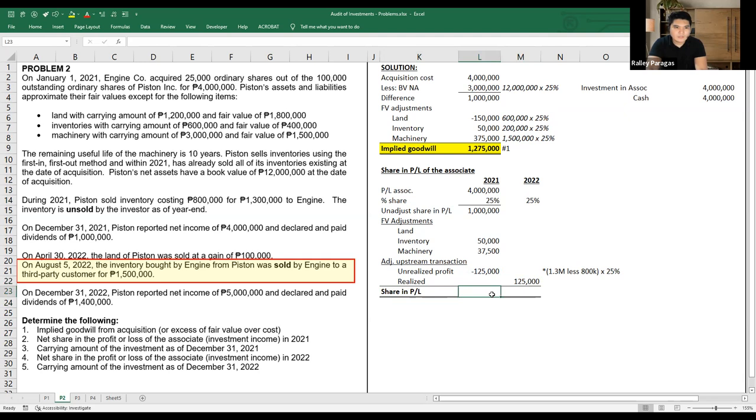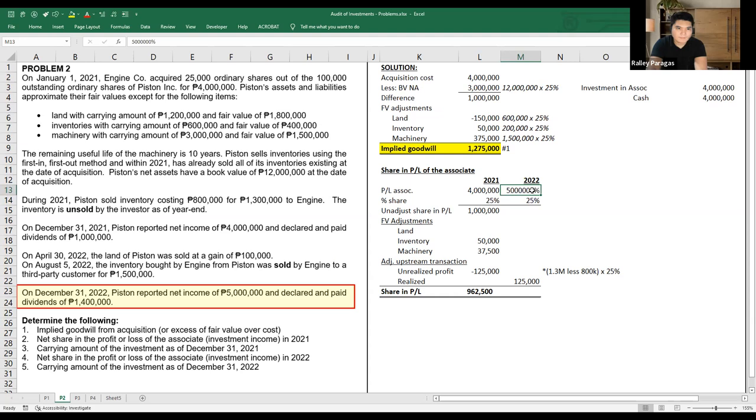Sige, compute natin for 2021. For 2021, kunin mo itong 1 million. Okay, i-add mo itong mga adjustments mo for 2021. So that's 962,500 pesos. No? For 2022 naman, lagay natin yung P&L ni associate. Ilan ba? Sabi mo may 5 million net income. So lagay mo. Tapos i-compute mo basically yung share mo dyan. 5 million. Okay. I-multiply mo yung 5 million by 25%, which is your participation or your share.